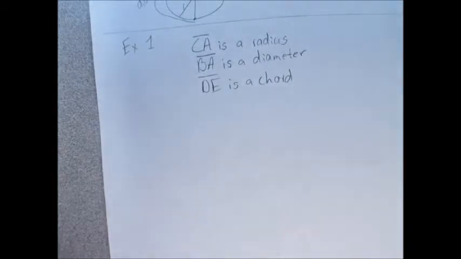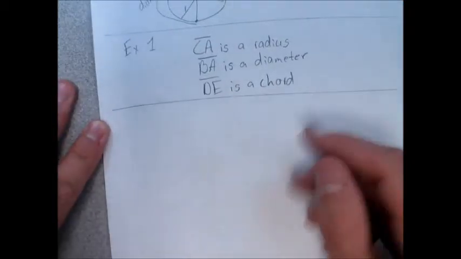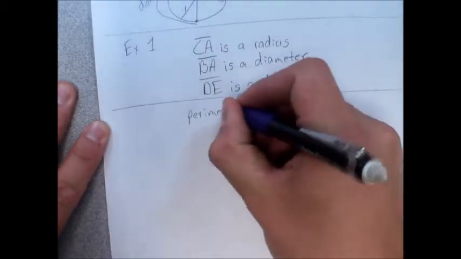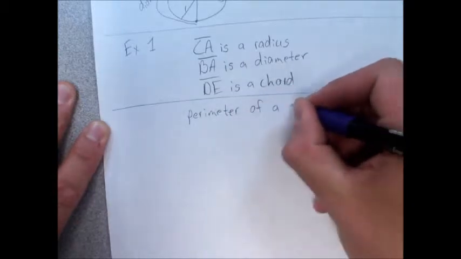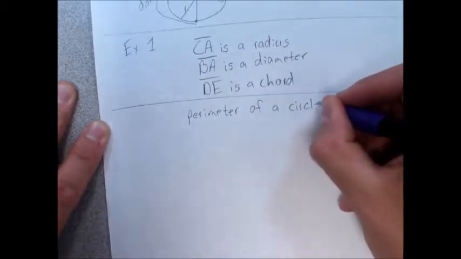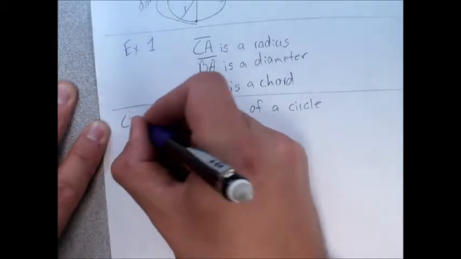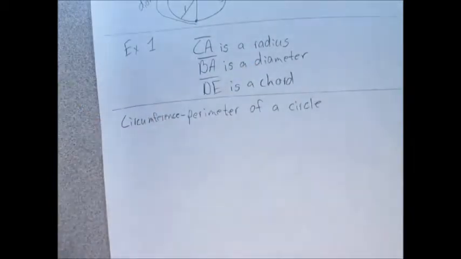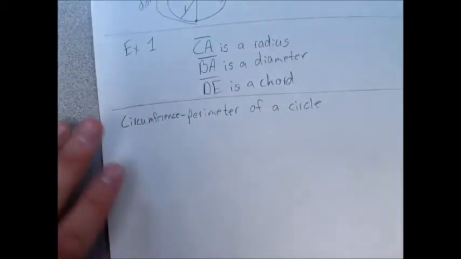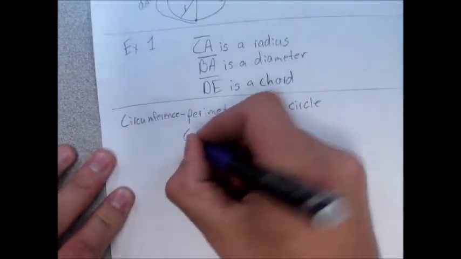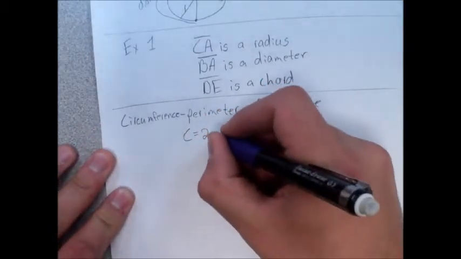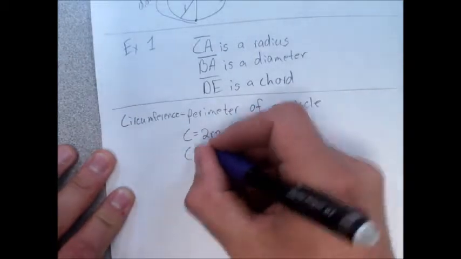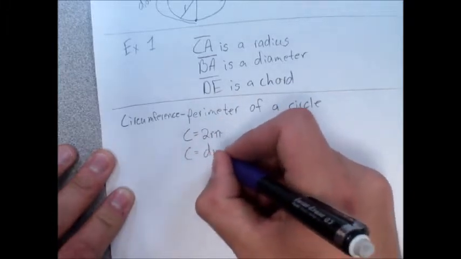Okay. Now, another quick review. If I say, what is the perimeter of a circle? What is that called? It's called the circumference. Good. So, the circumference definition is simply the perimeter of a circle. And while we're here, I'm going to go ahead and give you the formulas for circumference. Circumference is either 2 times the radius multiplied by pi, or circumference can also be the diameter multiplied by pi. Why are these the same?